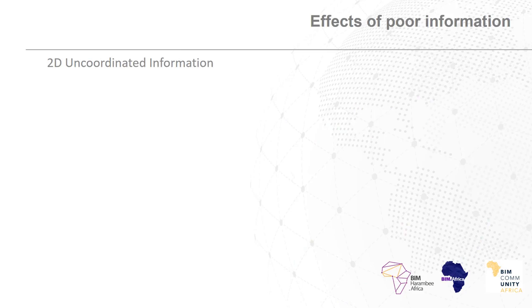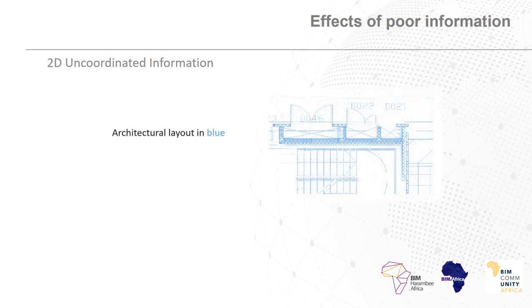At this particular point, I would like to briefly talk about the effects of poor information, which standards, methods and procedures defined within the British Standards BS 1192 are meant to address. Shown here is an overlay of two drawings, the blue drawn by the architect and the red drawn by the engineer.